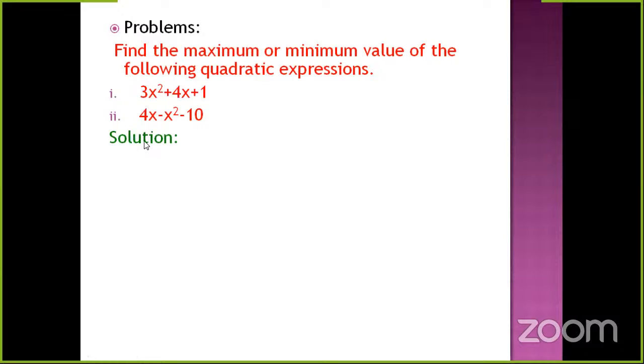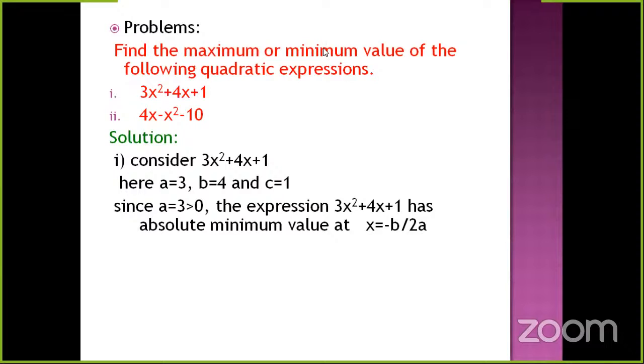Children, consider the first concept, first problem, that is 3x square plus 4x plus 1. So, see here, what is the coefficient of x square here? That is 3. Coefficient of x square is 3. So, here a is equal to 3, b is equal to coefficient of x, that is 4, and c is the constant term, that is 1.